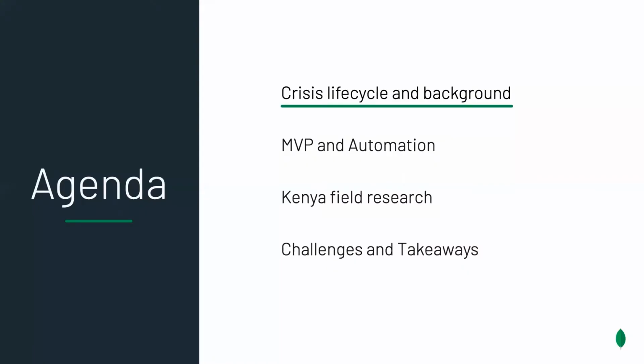In this talk, we'll be covering these topics: the background of crisis and the life cycle of a crisis to give our work context, our minimum viable product and the features of it, and what kind of automation makes sense for users within a tool within crisis times. Our field research to test our minimum viable product in Kenya. And finally, challenges and takeaways that hope to help folks listening better understand what we learned.